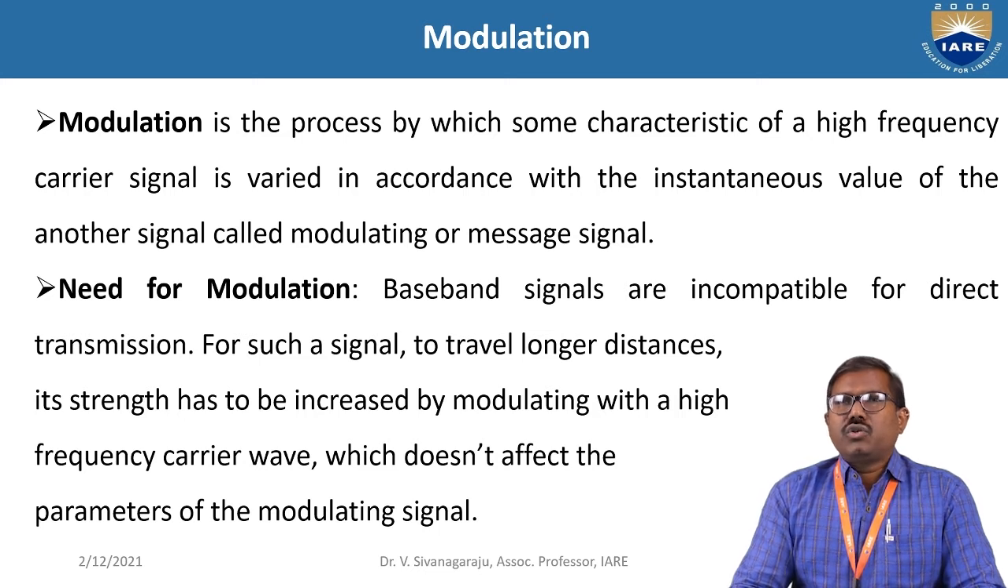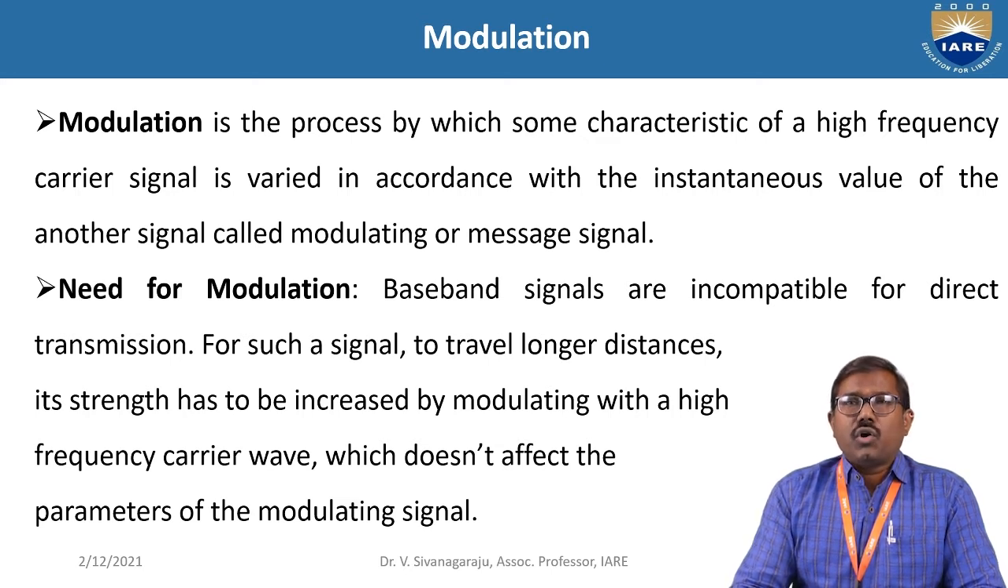If amplitude is varied in accordance with the instantaneous value of the modulating signal, we call it amplitude modulation. If phase is varied in accordance with the instantaneous value of the message signal, we call it phase modulation. If frequency is varied in accordance with the instantaneous value of the message signal, we call it frequency modulation. This will come in the next slides and next videos.